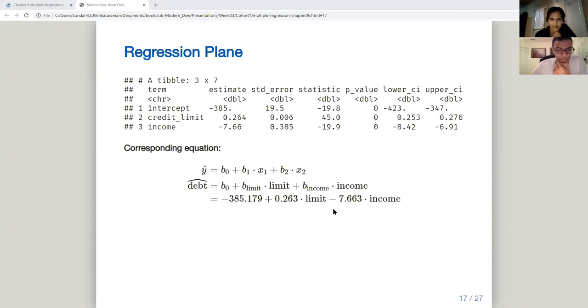Yeah, because you're starting at negative 385, your increase for every point of credit limit and your increase for every dollar of income are set, and there's not another additional variable there. Yeah, that's kind of what I thought. It just looked like your standard y equals mx plus b equation, but it had more than one explanatory variable.